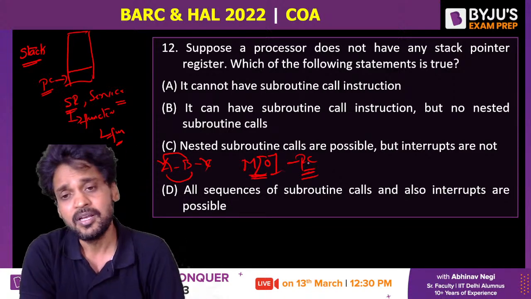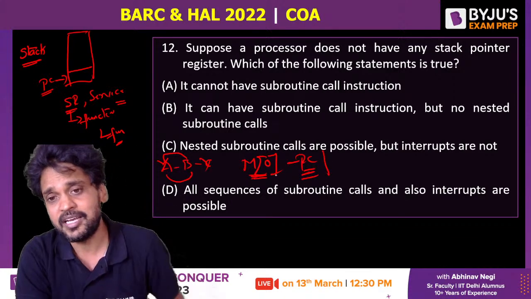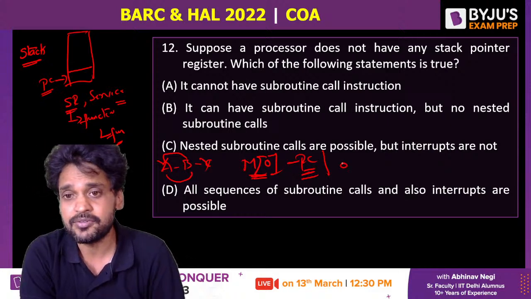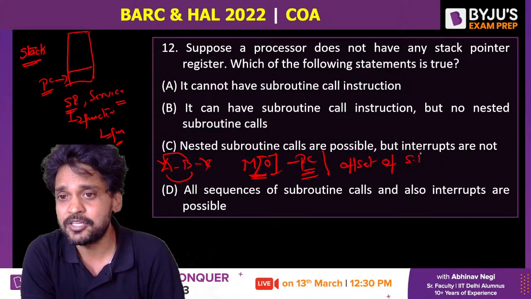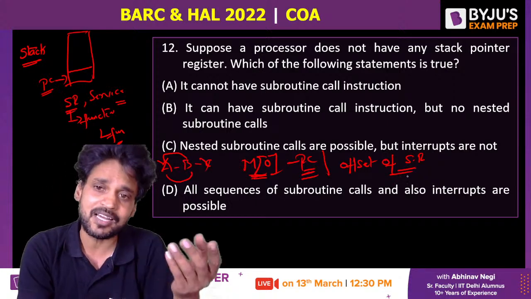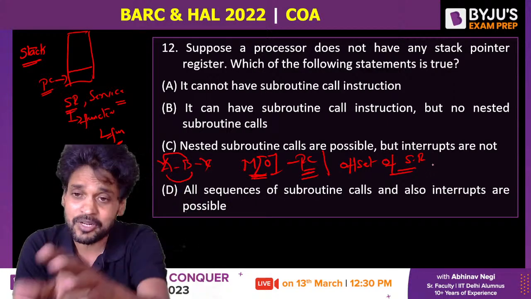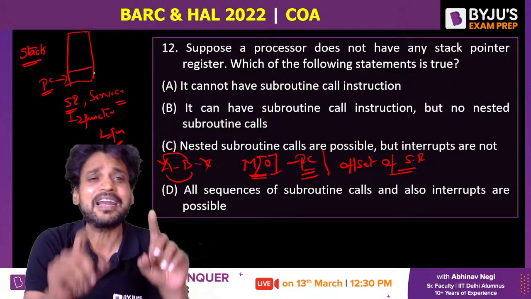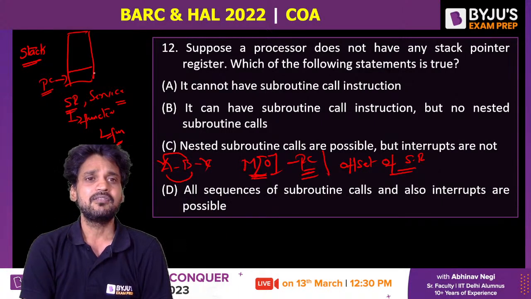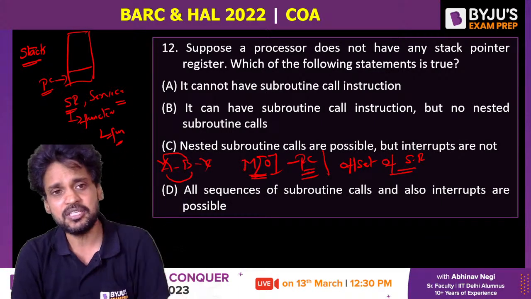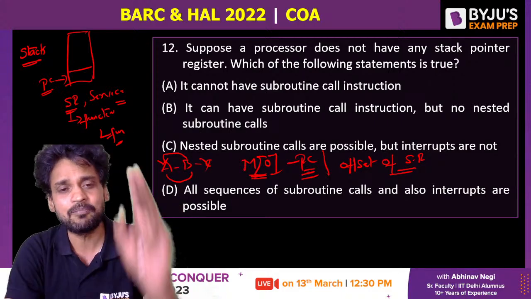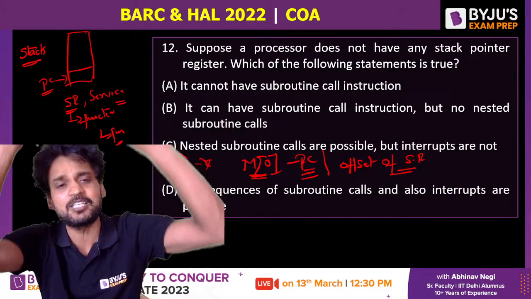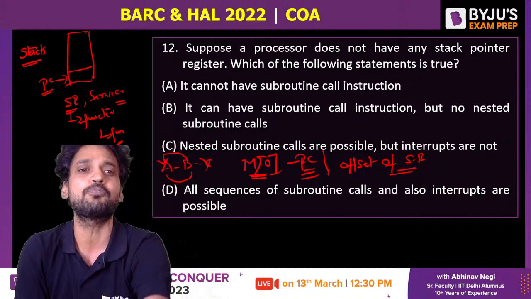This is M of 0. If this is not taken, I will use one more convention, that is the offset of the subroutine. I can use the offset of the subroutine to store my program counter value. At that time, nested subroutines are also not possible, but not recursion. Without a stack, only recursion is not possible. Except recursion, every other thing, including subroutine call and service routine call, is possible. Only recursion is not possible.